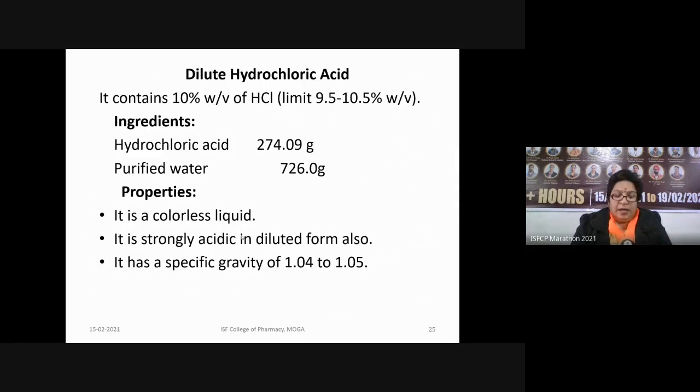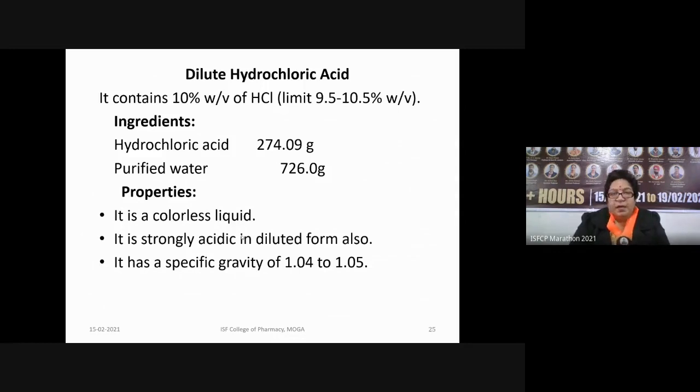It is also known as the mineral acid. Why is it known as mineral acid? Because it is formed from the mineral salt. कौन सा mineral salt? Like NaCl and H2SO4. It leads to the formation of hydrochloric acid and Na2SO4 that I will show you in my upcoming slides. So the 10% weight by volume of hydrochloric acid is used and the limit is 9.5 to 10.5% weight by volume, and it is used as the acidifier in case of GIT.